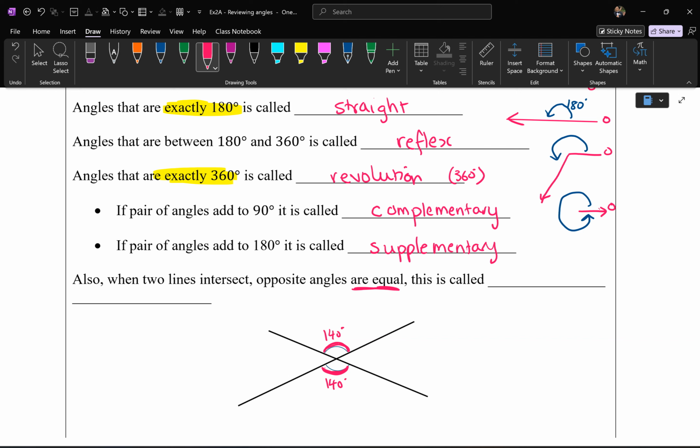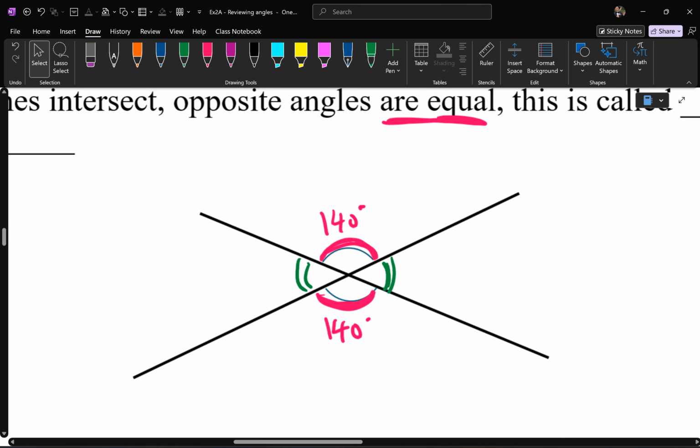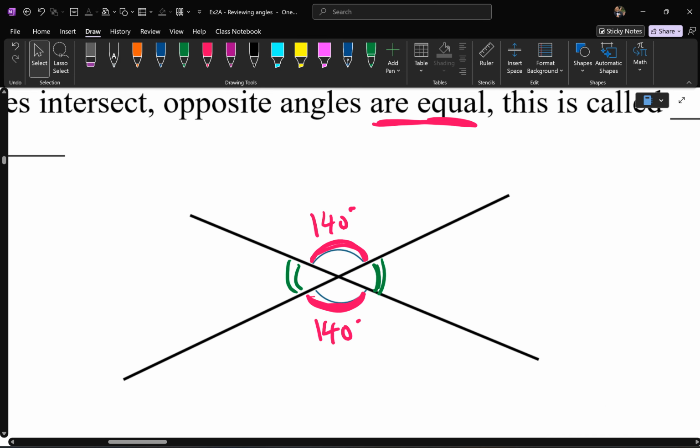There's a name for this. What is this called? Starting with V. Leon. Vertically opposite. Write this down. It's called vertically opposite. That applies the same for this side over here. Now, out of curiosity, does anyone know? If this is 140, we can actually work out what that green region should be. What is the angle for green?